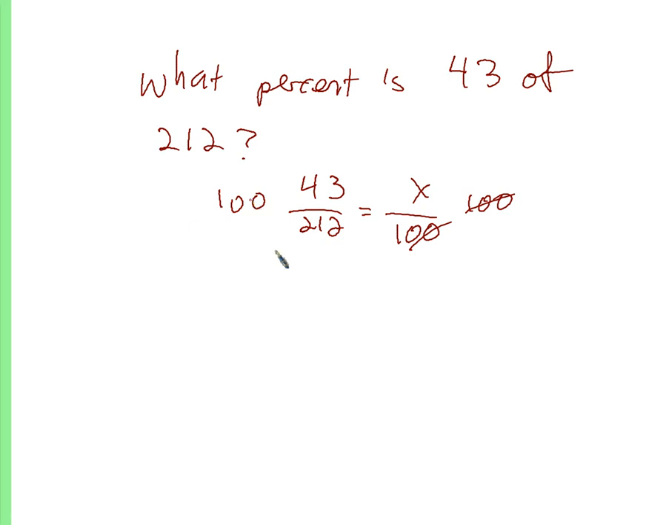Wouldn't it just be easier to take 43 divided by 212, and then move the decimal place over twice? Yes, that's multiplying by 100. That's exactly the same thing. If by faster and easier you mean exactly the same time and exactly the same ease, then yeah. That's perfect. So 43 divided by 212 is what?